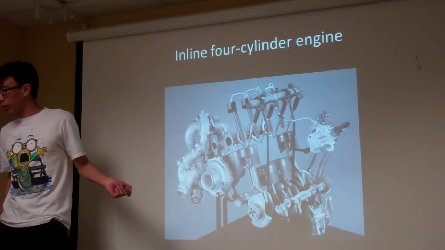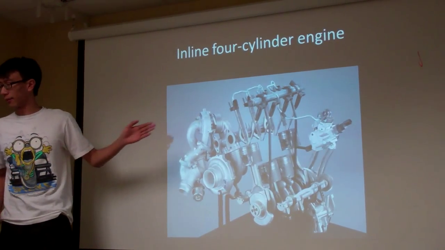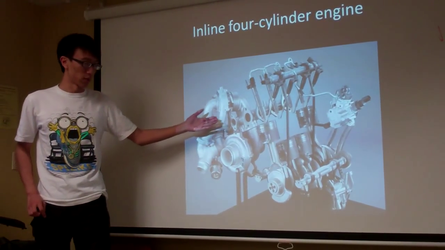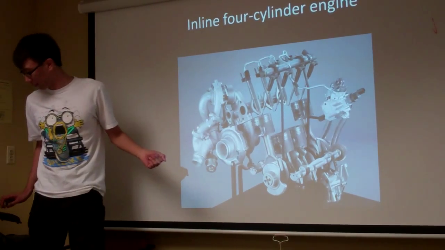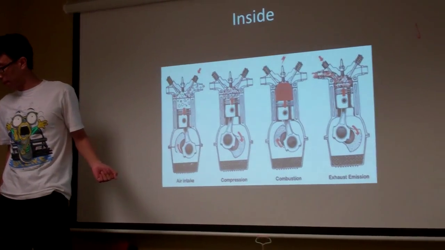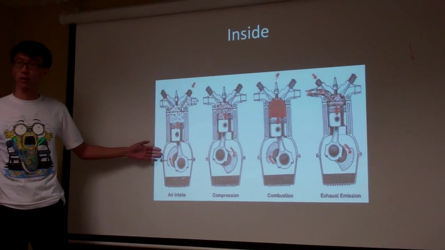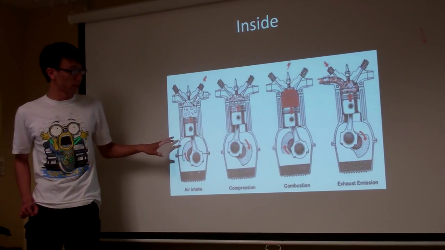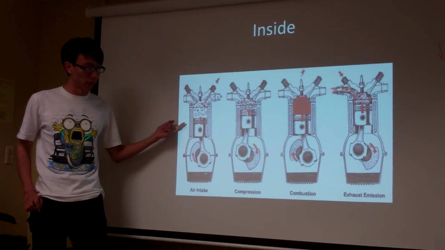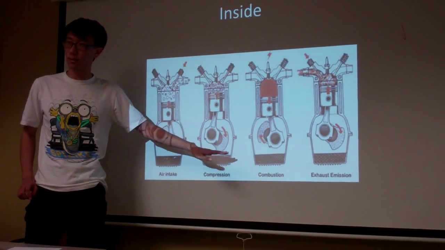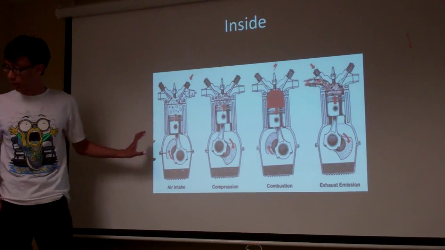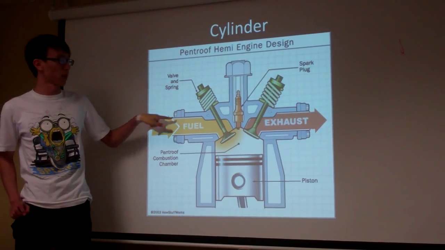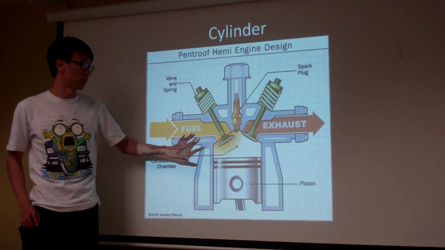So we will go back to the inline 4-cylinder engine because this structure is easy. I can introduce the structure of this kind of engine. This is the inside. These are the 4 cylinders. In fact, from this picture there are 4 processes, but it's not that clear, so we will move to the next picture. Yeah, that's the structure of the cylinder.